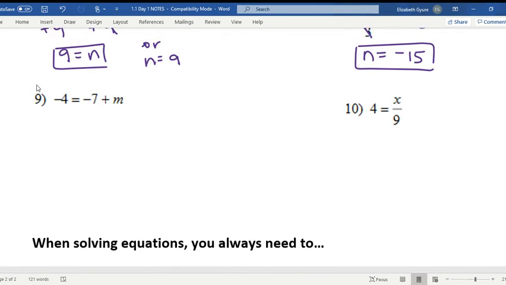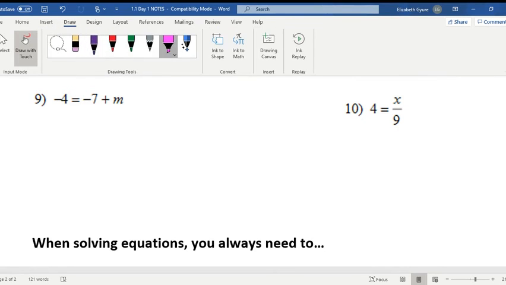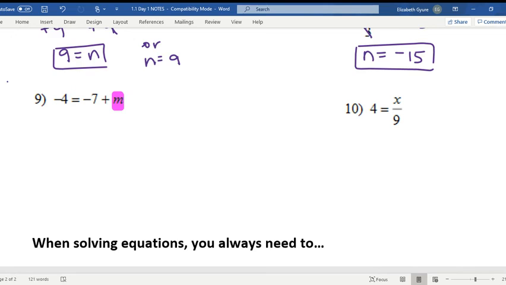All right, 9. We have -4 equals -7 plus m. This one is a little trickier. We want to get m all by itself, right? What's on the right-hand side with that m that we don't want there? A -7. Now you got to be careful because I see 2 signs, right? Ignore the -4 for now. You have -7 plus m. Isn't there a negative sign and a positive sign? How do you know which one you're supposed to do, right?